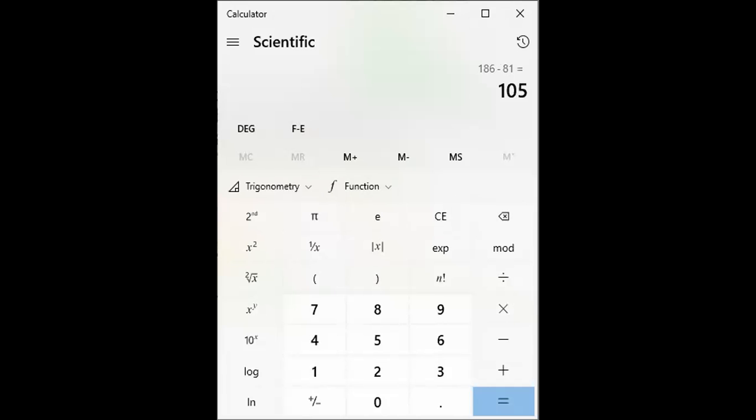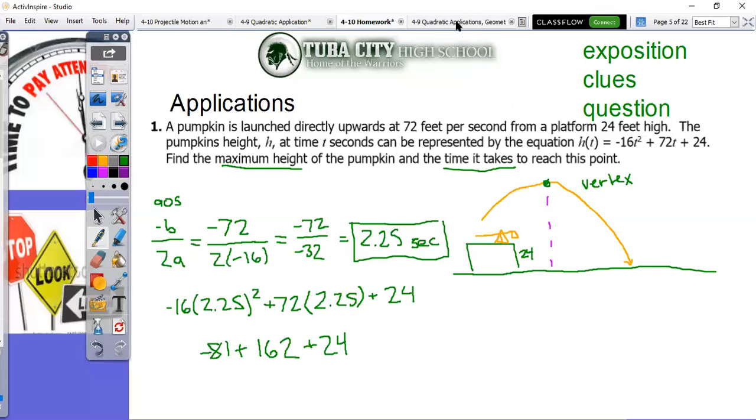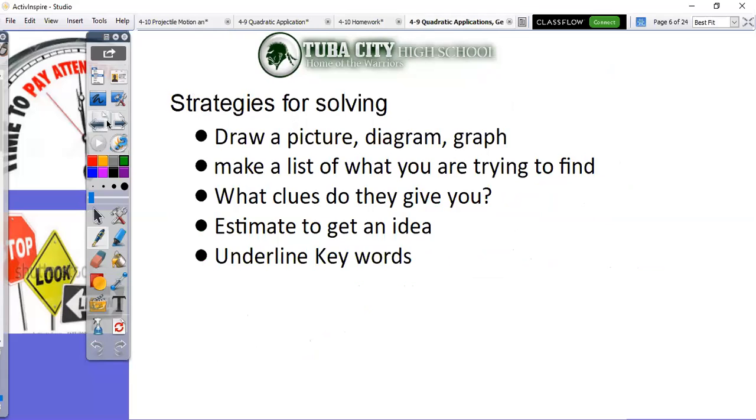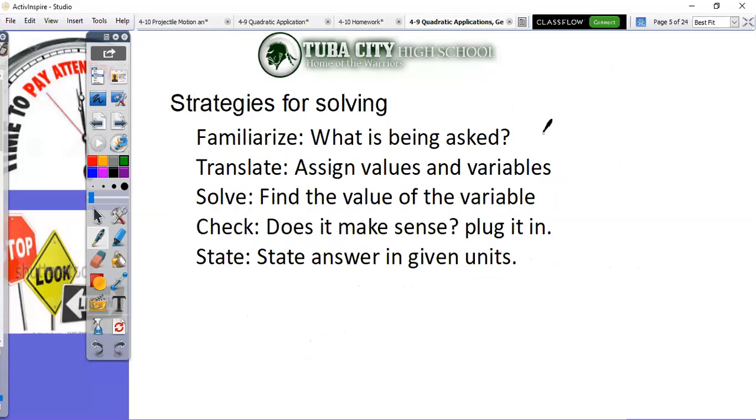Jumping on back over to the assignment. And again, don't forget, we familiarized, we drew a picture just to give ourselves an idea of what we're looking for, because there's a lot of different things you can be looking for. You know, total time of flight, domain, range, maximum height, time to maximum height. There's a lot of different things that we could look for, but you got to know which one we're looking for.